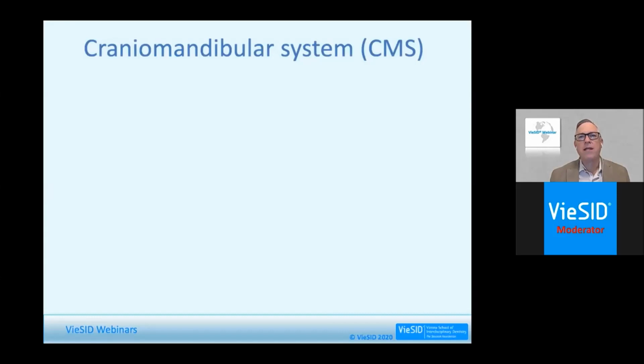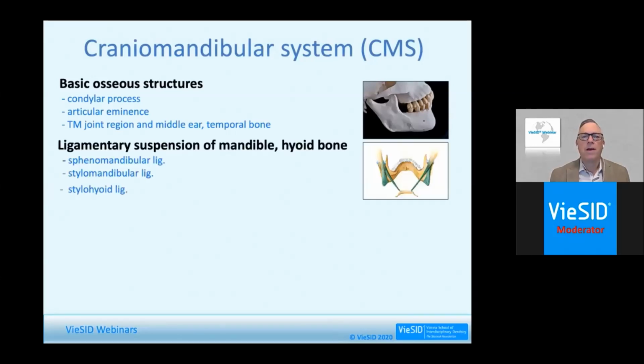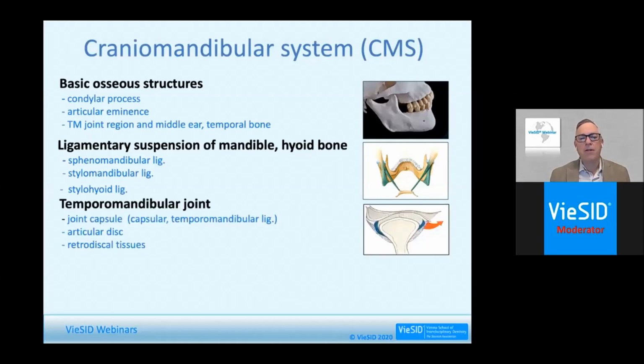Now let's look in more detail at the components of the cranio-mandibular system. The basic osseous structures include the condylar process, the articular eminence, the temporomandibular joint region, middle ear, and the temporal bone. The ligamentary suspension of the mandible and the hyoid bone includes the sphenomandibular ligament, stylomandibular ligament, the stylohyoid ligament, and the temporomandibular joint, of course, has the joint capsule with the capsular and temporomandibular ligaments, the articular disc, and the retrodiscal tissues.